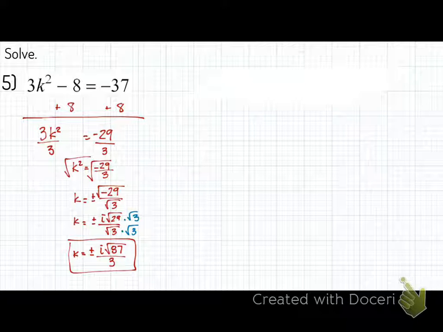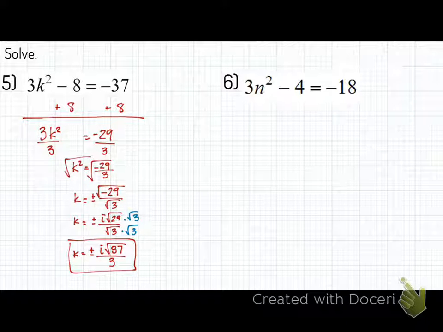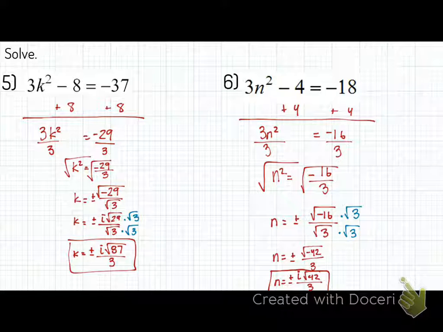Yeah. Okay, second thing, imaginary or real? Imaginary. Good. So what can we assume the graph kind of looks like? Not touching. Good. Okay, good. Here we go. Last one, number 6. I'm sure you could do this one perfectly now that you saw number 5. Go. So your answer should be n equals plus or minus i rad 42 over 3.